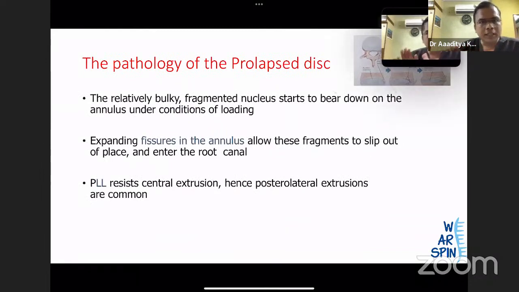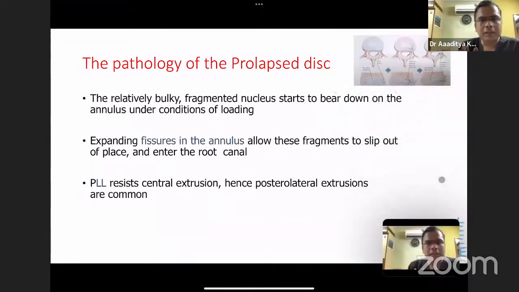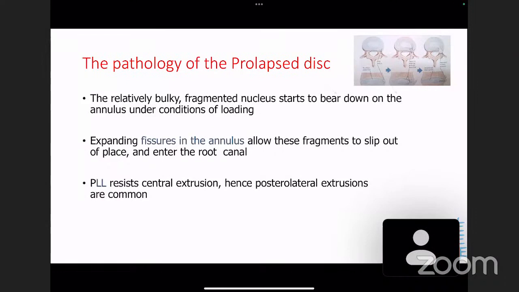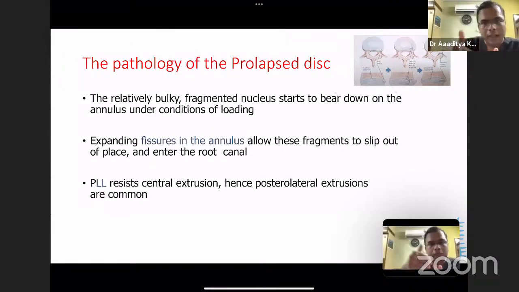So this pathological disc has a relatively bulky, fragmented nucleus, which starts to bear down on the annulus under the condition of loading. That causes expansion of fissures of the annulus, and these fragments from the annulus nucleus try to slip out of their place and go into the canal. The PLL resists this central extrusion. That's the reason why we always come across posterolateral extrusions comparatively more commonly than the central ones.